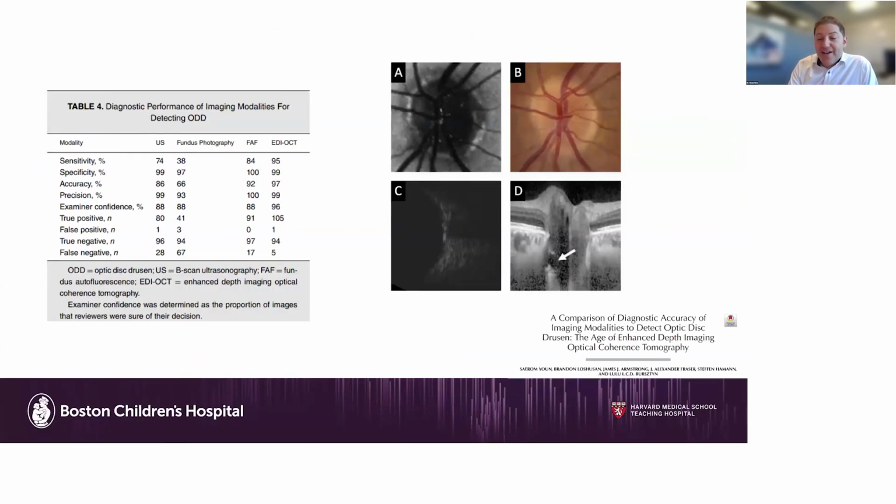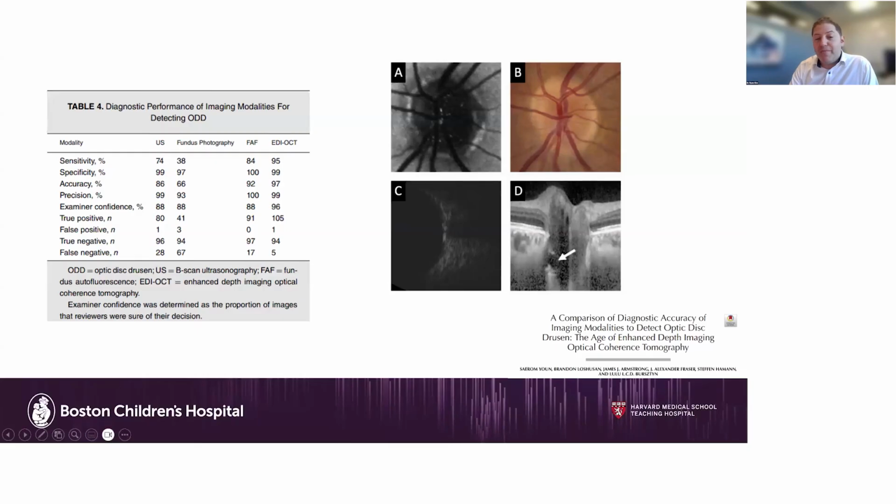And more recently, Dr. Bertstein published this study looking at EDI-OCT versus ultrasound versus fundus photography versus autofluorescence. And again, you can see an optic nerve head drusen down here. Basically what they found was the most accurate in terms of specificity, sensitivity, accuracy, precision, and examiner confidence was EDI-OCT, because you can really see what these drusen look like. And it's not always perfect.